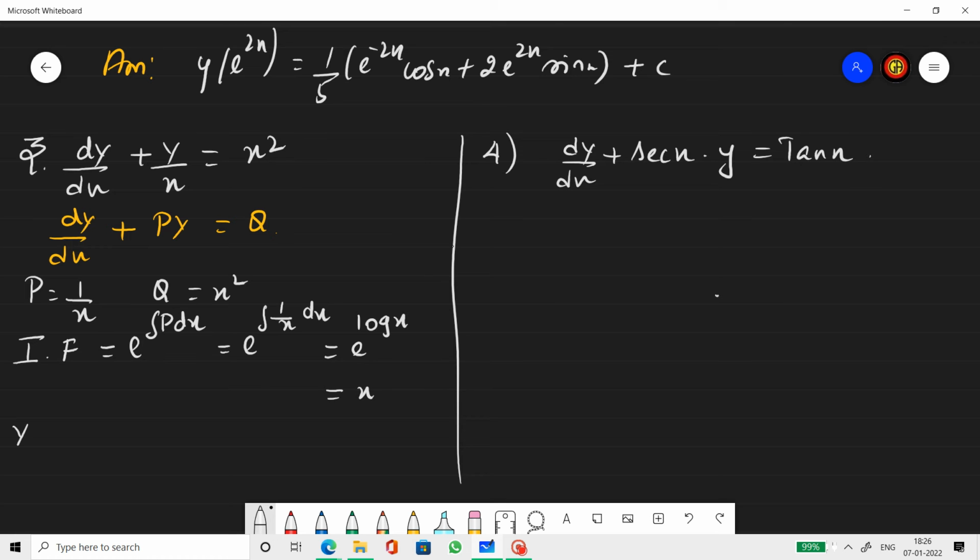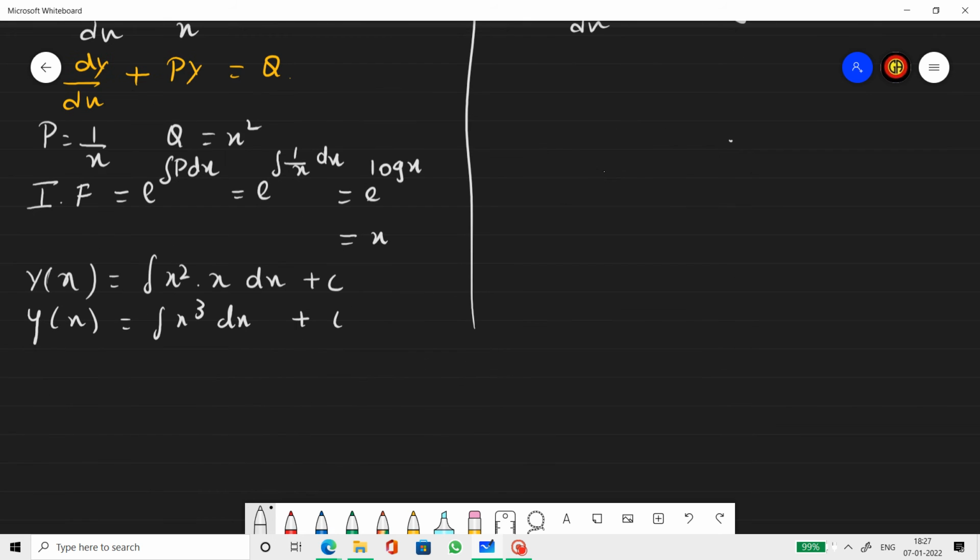Now the general solution is y into integrating factor equals integration of q, which is x square, into integrating factor, which is x, into dx plus c. So, y into x equals integration of x cube dx plus c. So, integration of x cube is x power 4 by 4. So, y into x equals x power 4 by 4 plus c.